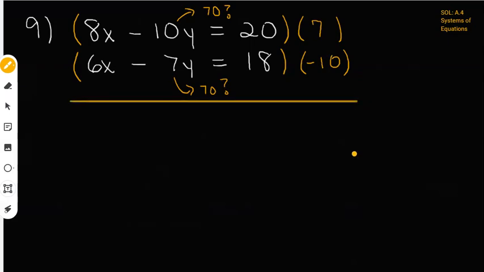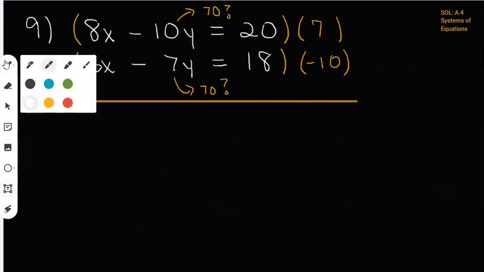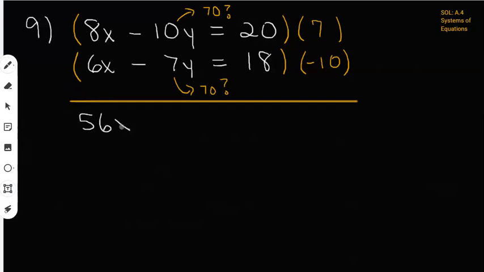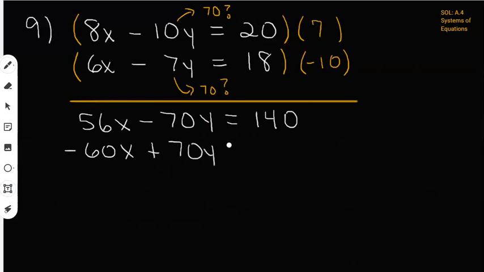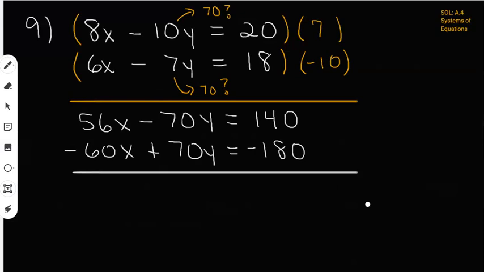So I'm going to take the entire top row and multiply it by 7. 8 times 7 is 56. Negative 10 times 7 is negative 70. And 20 times 7 is 140. The next thing that I'm going to do is I'm going to multiply the bottom row by negative 10. I get negative 60 plus 70 and negative 180. So those are my two rows. And now, which of the numbers match up? The 70s are going to match up. Good. I've got a negative 70 and a positive 70. So to get to 0, you're going to add.